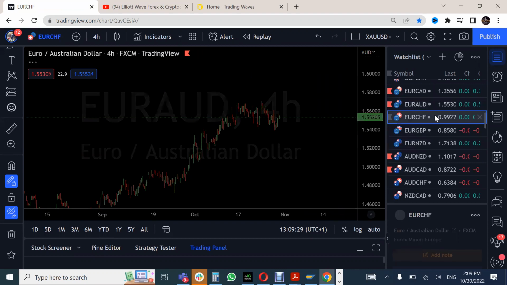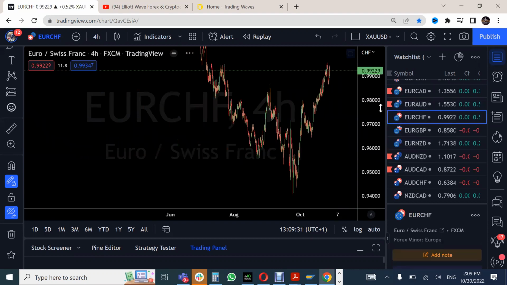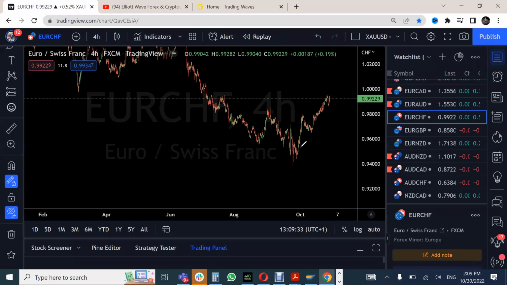Okay, Euro Swissie was our trade of the week, has made a 3-wave move. We're expecting that after the 3 waves, we'll start seeing a reversal to the downside. We haven't got that reversal yet, so it can still be coming. So just watch out for that one.